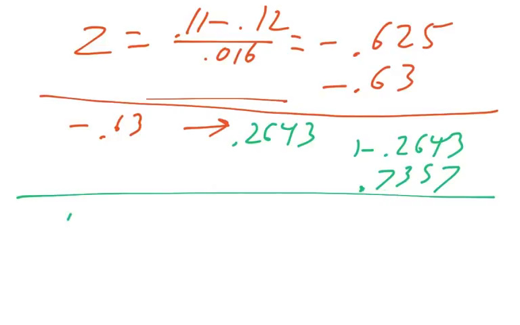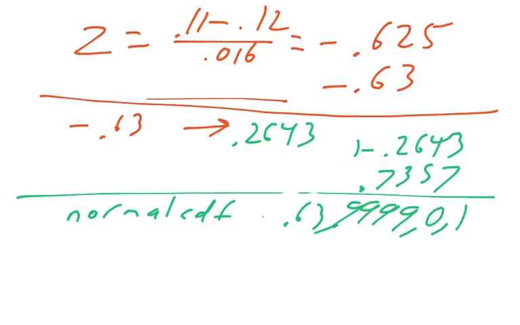For those of you who use the normal CDF, we're doing from 0.63 to 9999, not from negative 9999, because we're going up, with a mean of 0 and a standard deviation of 1, which means we get 0.7357 again.